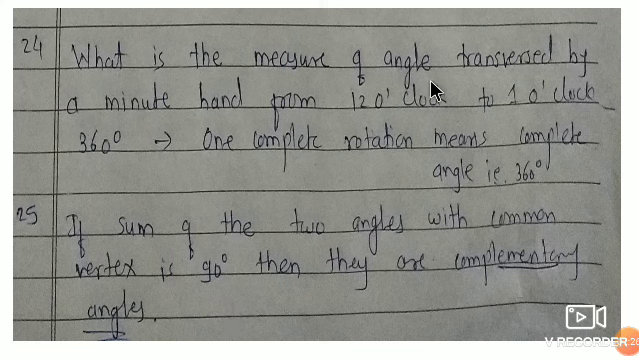What is the measure of an angle traversed by a minute hand from 12 o'clock to 1 o'clock? 360 degrees, because 1 hour means the minute hand completes one rotation, meaning the complete angle, and its measure is 360 degrees. If the sum of the two angles with a common vertex is 90 degrees, then they are complementary angles.